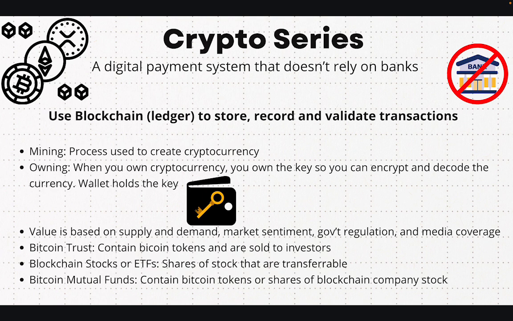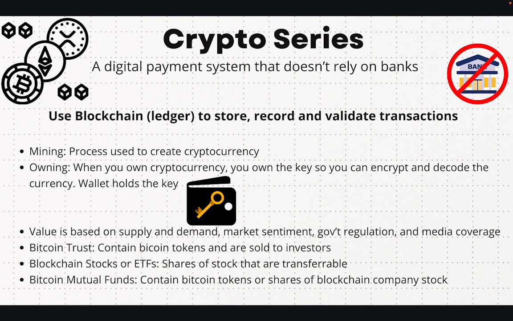The key is used to decode. It's a decoder. The value of the cryptocurrency is based on supply and demand, market sentiment, government regulation, and media coverage. Duh, right? We know these are extremely volatile.